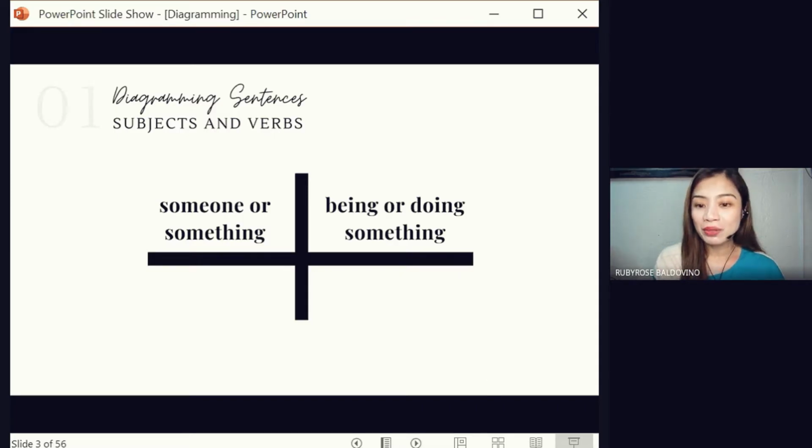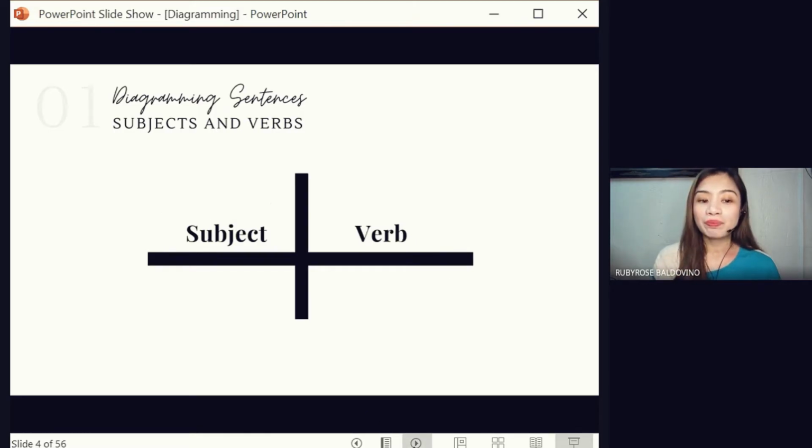Diagramming simple sentences. The simplest sentences consist of a subject and a verb. Someone or something and the being or doing something. Someone does something or something is in a state of being or doing something. The subject tells us whom or what the sentence is about. And the verb tells us what the subject is or does.